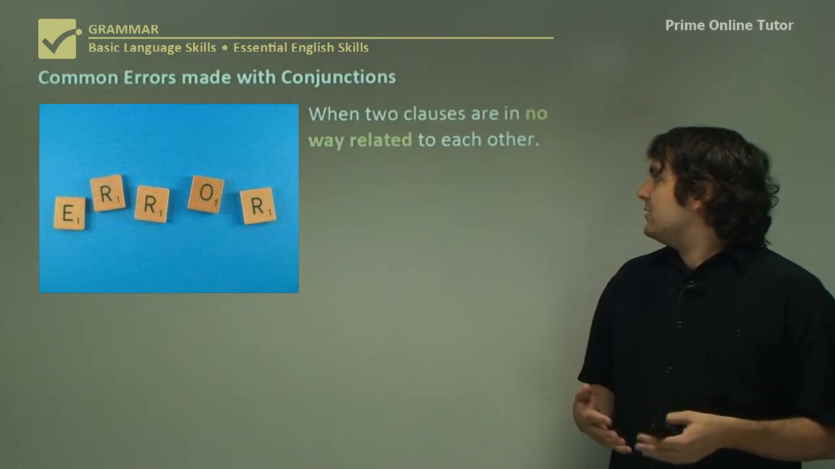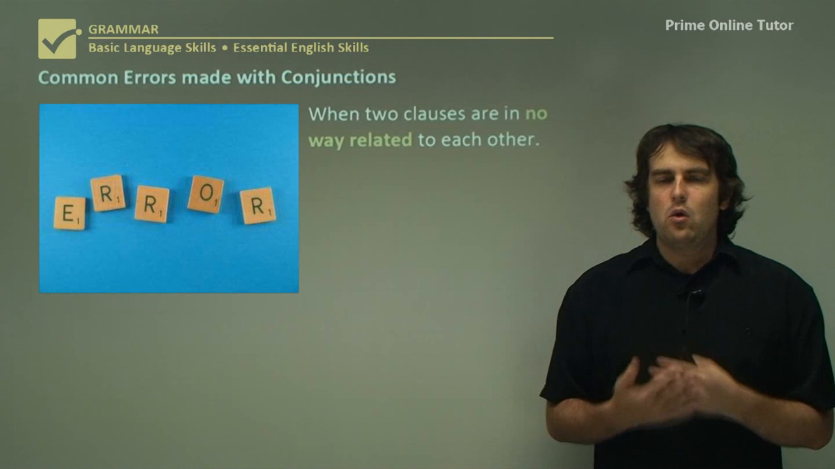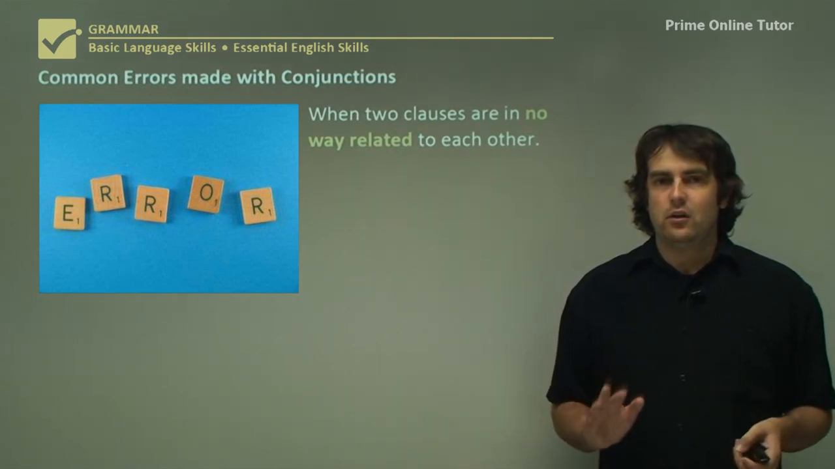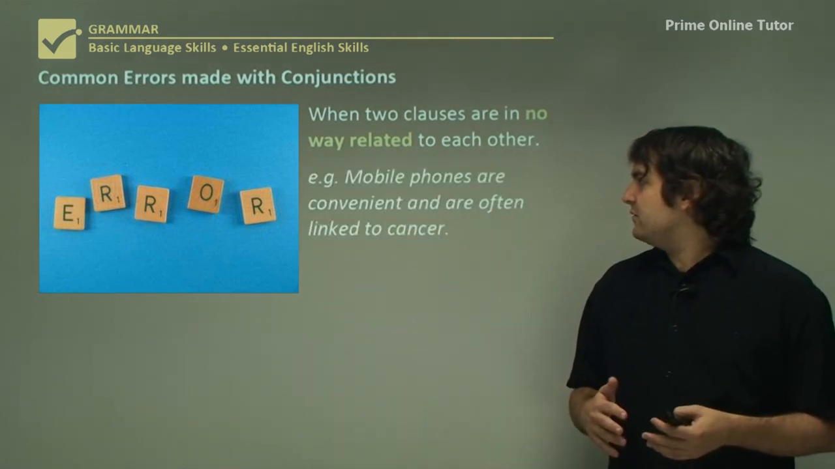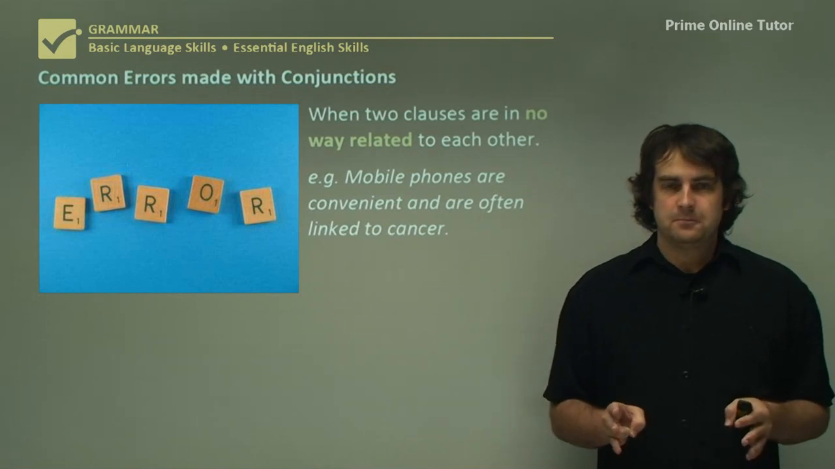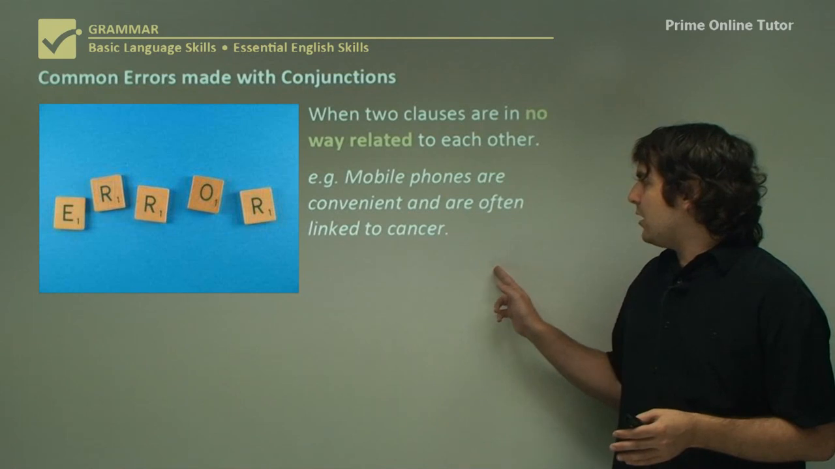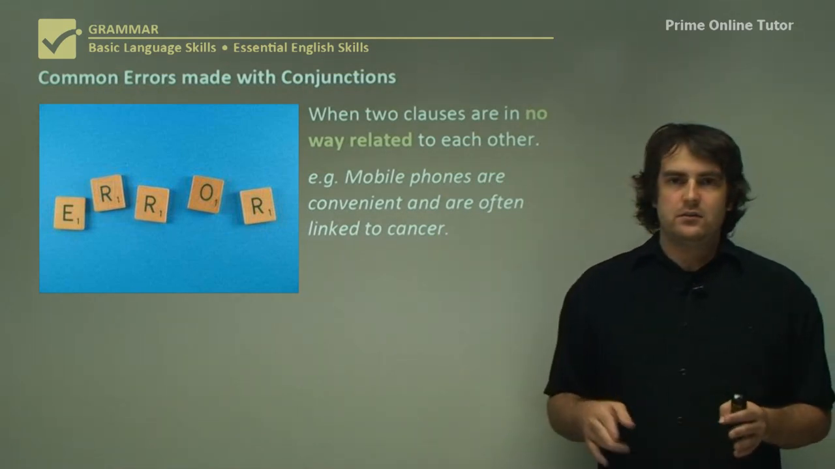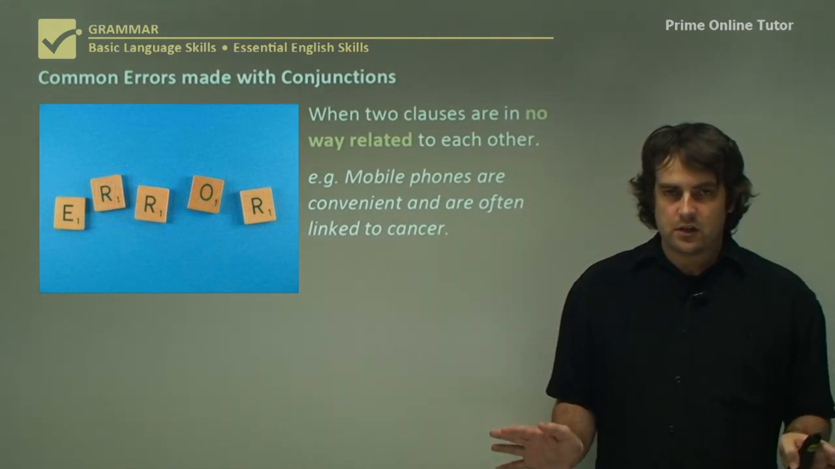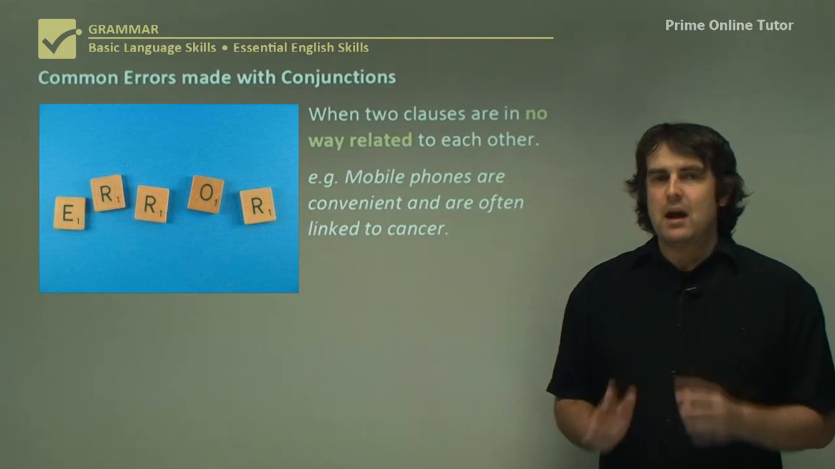Now, another error is that the clauses are absolutely in no way related to each other, and I see this quite a lot, which is "mobile phones are convenient and are often linked to cancer." Alright, you've got two ideas in that sentence. Mobile phones are convenient, and then mobile phones are linked to cancer. Now, these sentences have absolutely nothing to do with each other. You can almost put these in separate paragraphs.